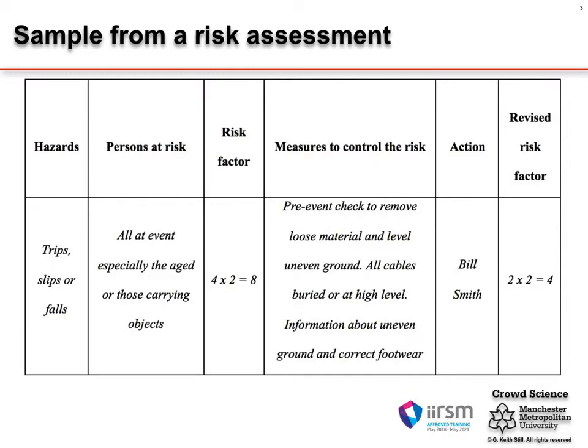But let's have a look at the measures to control the risk. Pre-event check to remove loose material and level uneven ground. What do you define as loose material? Remove it to where? At what level should the ground be? Is this micrometer flat, or are you allowed a 1-inch step or a gap in it? What do you mean by uneven, and what do you mean by level? All cables buried or at eye level seems to make a lot of sense. Yeah, put them below the ground or above head height.